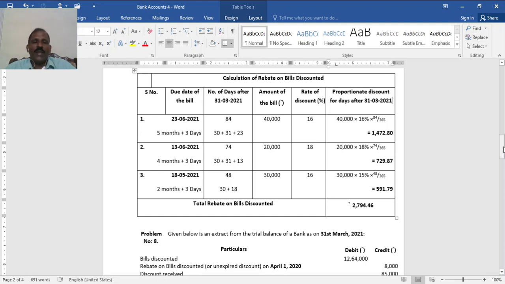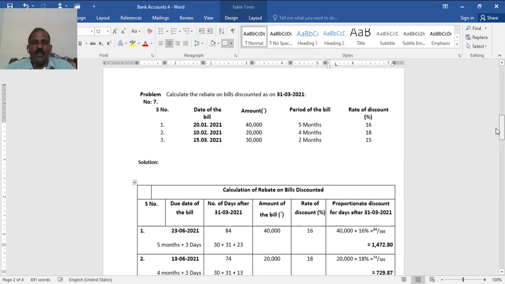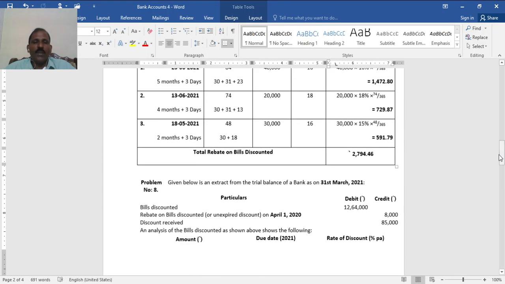1,472.85. The second bill is drawn on 10th February, for 4 months. Again, February means March, April, May, June. June 10 plus 3 days. So 74 days, on 20,000 at 18%, that is 729.87.